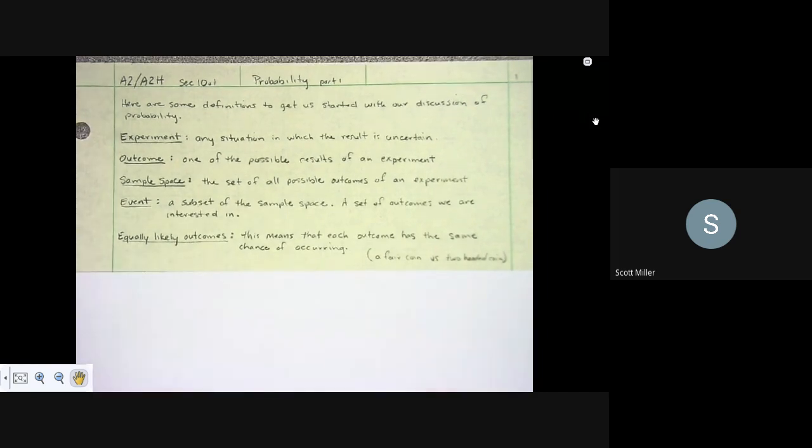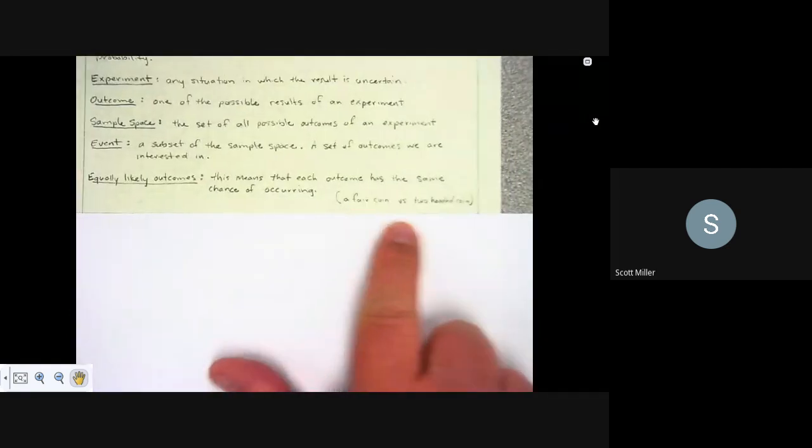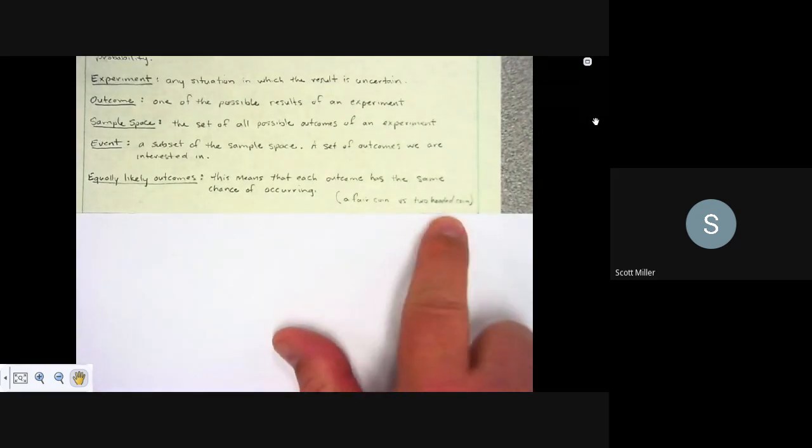Equally likely outcomes means each of the outcomes has the same chance of occurring. An example would be a fair coin versus a two-headed coin. A fair coin has equally likely outcomes, a two-headed coin does not. Okay.